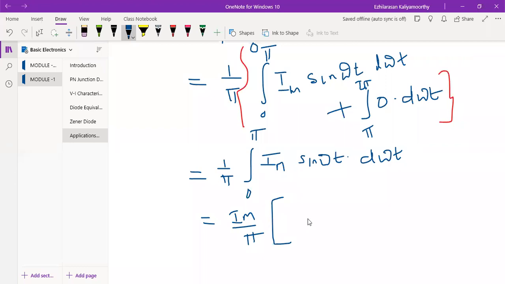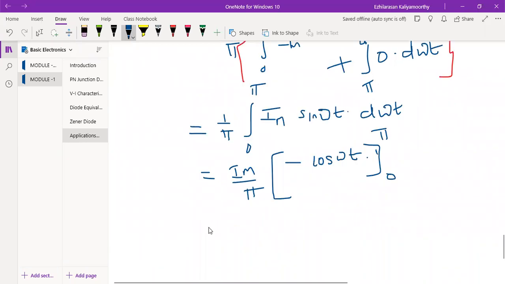What is the integration of sine omega t? It's nothing but minus cos omega t, correct? Into 1, because the omega is nothing but this, right? So minus cos omega t, into t. Okay, minus cos omega t, and this is from 0 to pi.